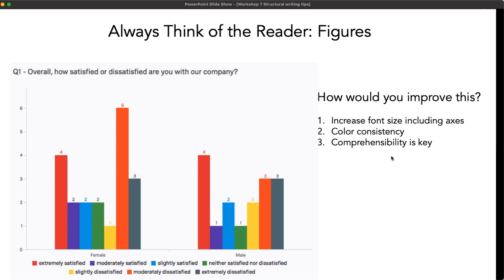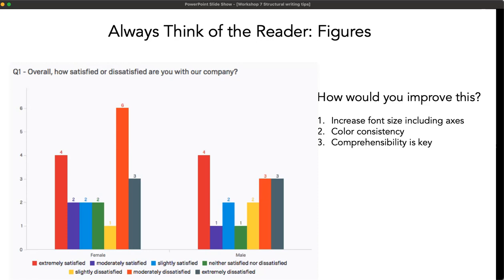And then, color consistency was mentioned. But also, if you think about this at another level, there's all these colors, like seven colors, and they're arranged left to right in both of the gender areas. But then in the legend, they're not arranged left to right anymore. Now they're broken onto two lines. Every little change like that just makes it harder for your reader.